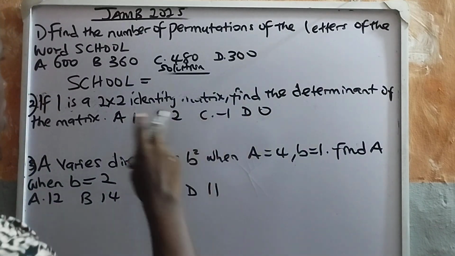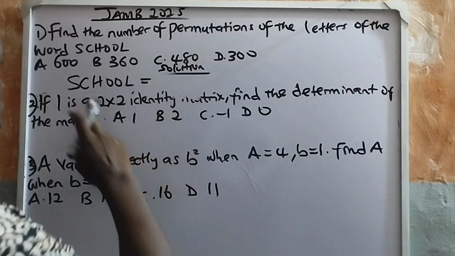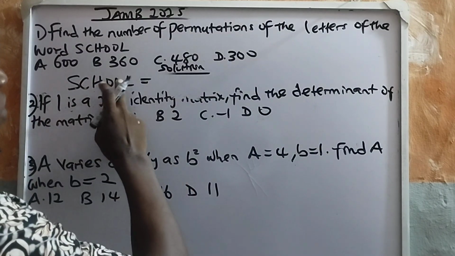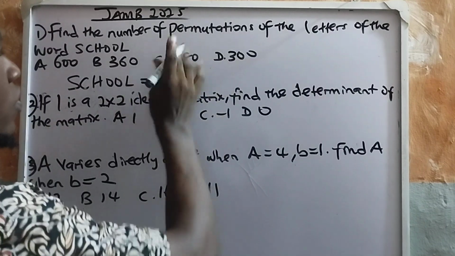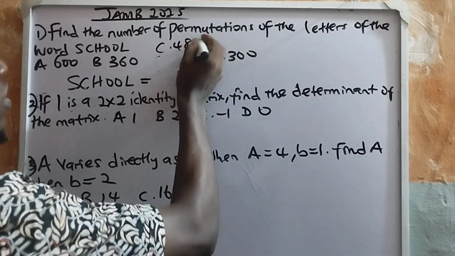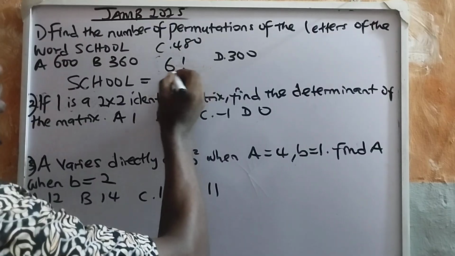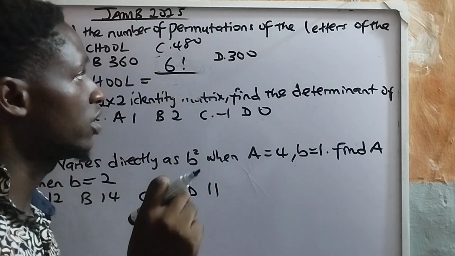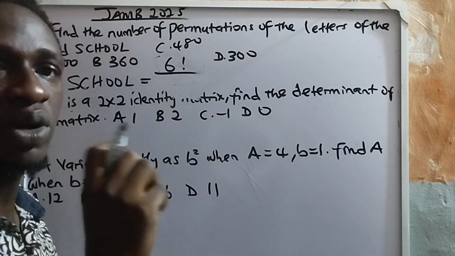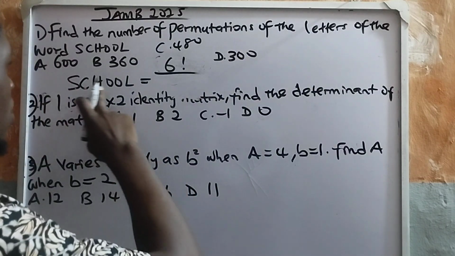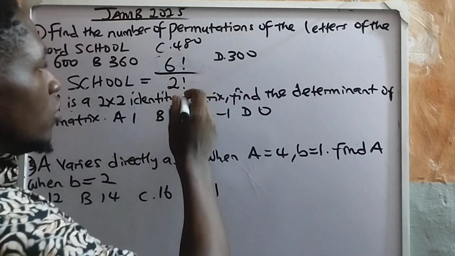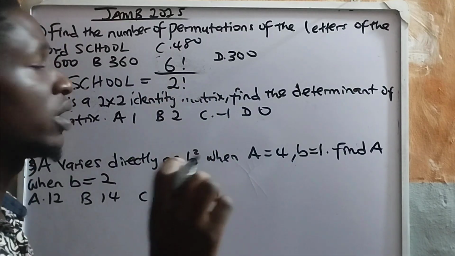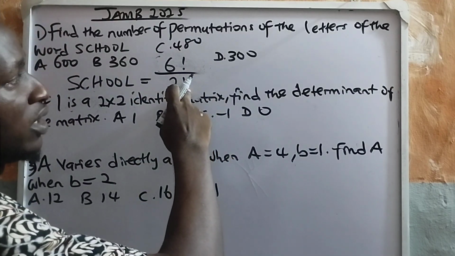First of all, you have to count how many letters there are. We have 1, 2, 3, 4, 5, 6. So you say 6 factorial over. Then you check those that are repeated more than once. You can see that we have O repeated more than once, so this is 2 factorial. You focus on those that are repeated more than once and put them in the denominator.